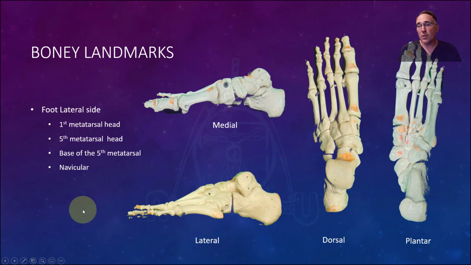Now we're going to start with the bony landmarks. Since we know the bones of the foot and also the bones of the leg, we can start talking about the landmarks that are important when you're building an orthosis or a prosthesis.